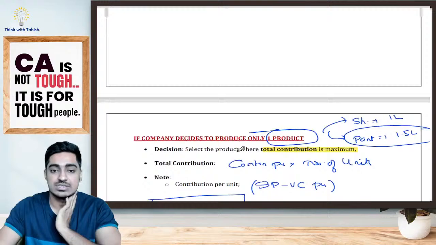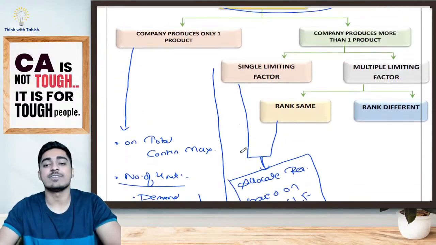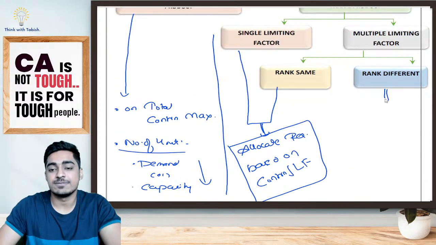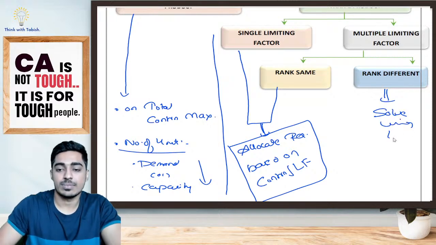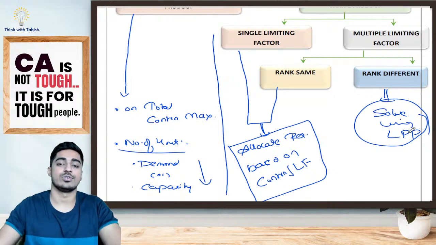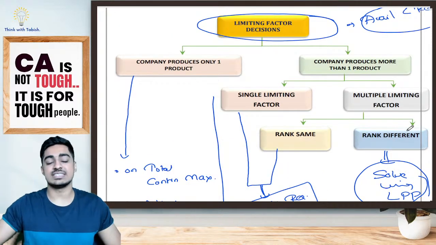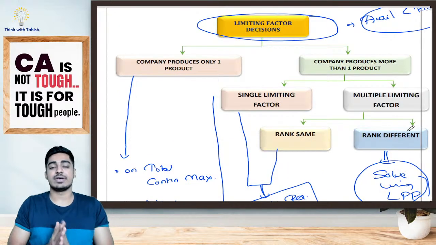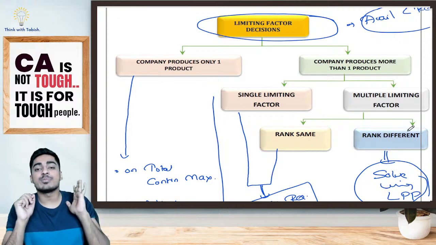Is it clear, students? So, going back, limiting factor decision. If rank is different, we solve using LPP. This is what we do. So, look at this. Product mix decisions. Limiting factor, when we have it. If the company has taken a decision that only one product will be produced.